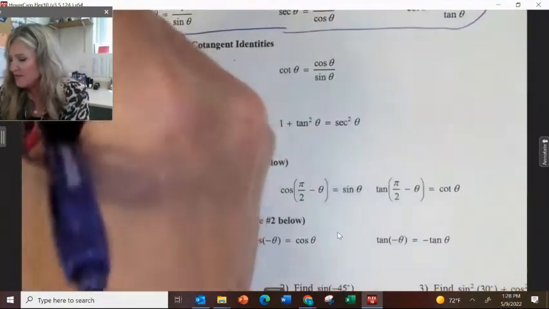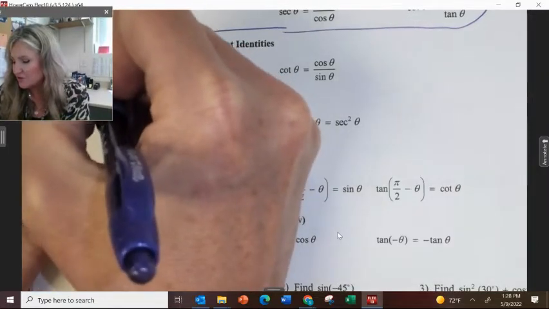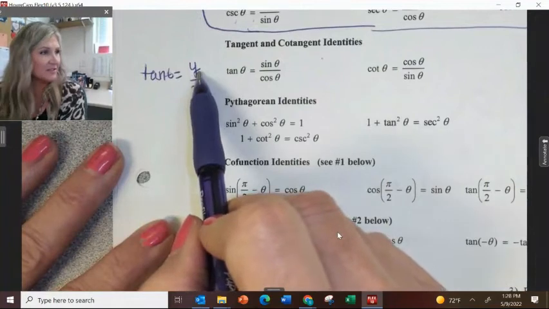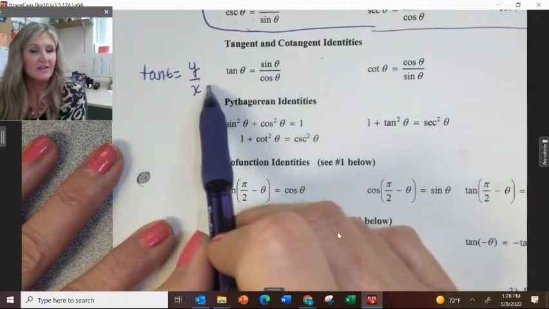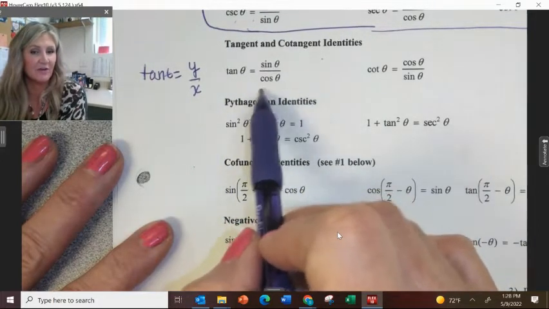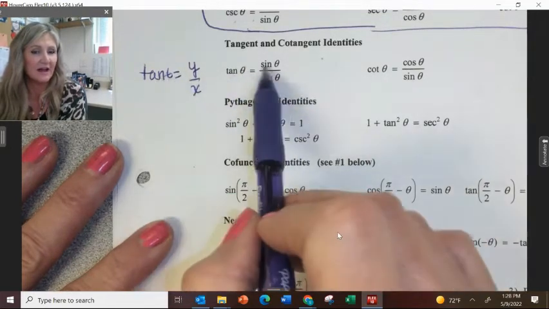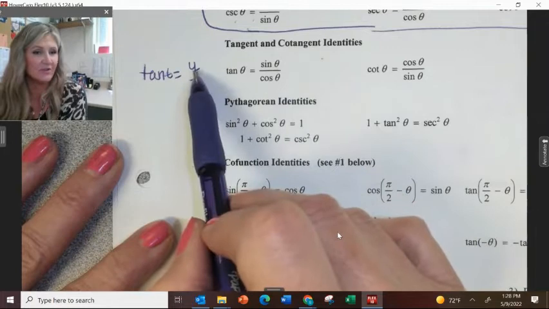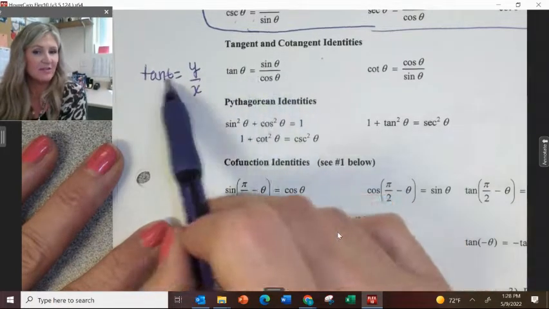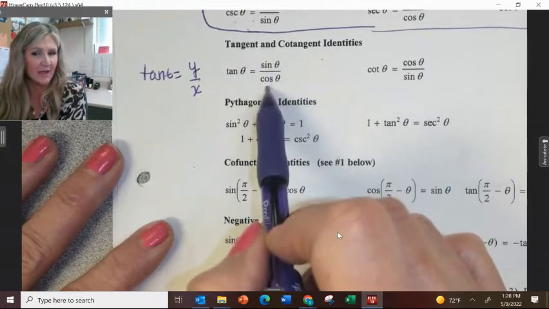So we talked about earlier how the tangent of theta on the unit circle is y over x. Well, what is y on the unit circle? Is it sine or cosine? Sine. So the tangent of theta can also be described as sine theta over cosine theta, since on the unit circle, the sine of any angle is equivalent to the y value. So these you really already know, but we may not have really looked at them in this way.